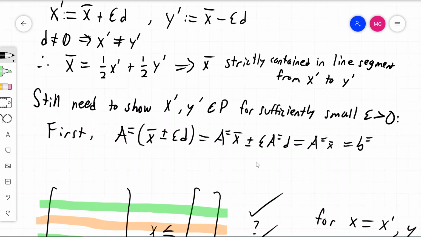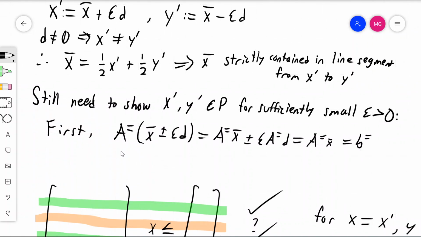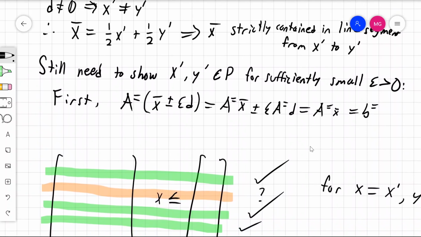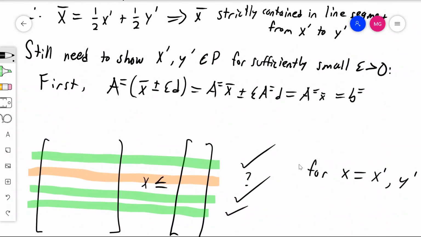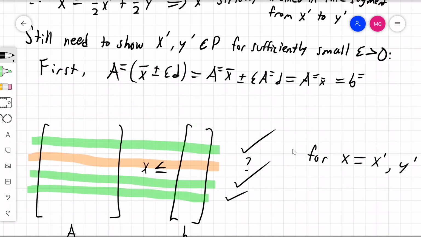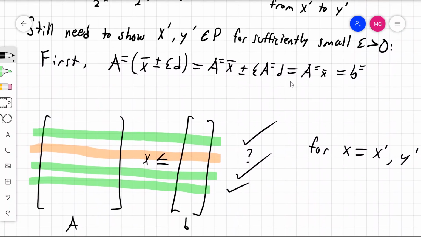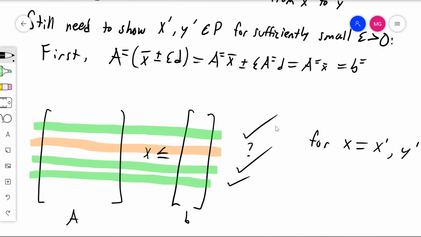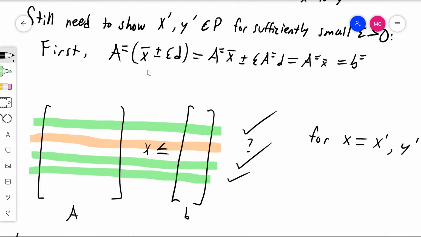Specifically what that means is that for the constraints that were tight for x bar, those constraints are actually also tight for x prime and y prime. But more importantly, what really matters is that they just satisfy those constraints. There's a whole bunch of constraints that x prime and y prime have to satisfy. It's all the linear constraints. But we've shown that for the constraints that were tight for x bar, x prime and y prime also satisfy those constraints. Whether or not they satisfy them with tightness is true, but less relevant. What matters is that they just satisfy them at all.